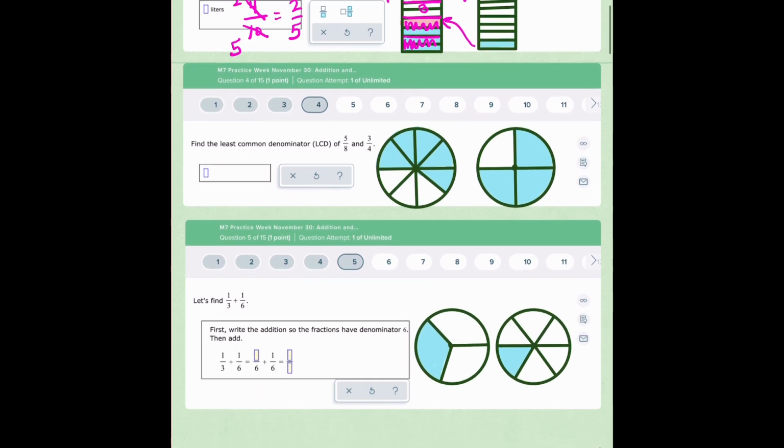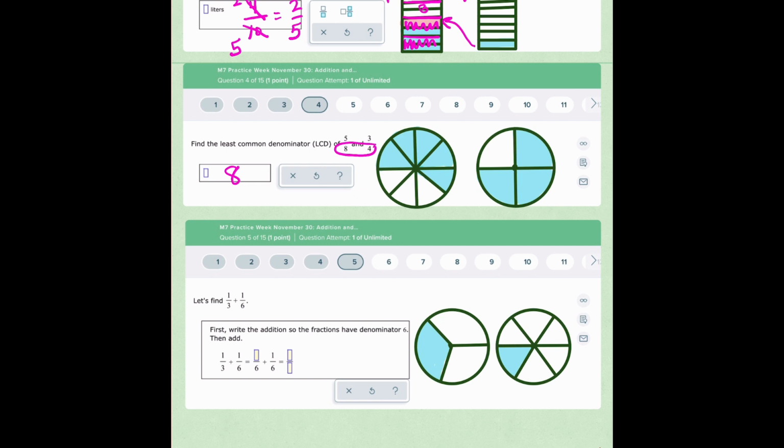All right, in number 4, it says find the least common denominator of 5/8 and 3/4. We didn't talk about that in the lessons today, but it's something that you have probably done before. So I want the least common denominator of 8 and 4. And if you see that one of the numbers can go into the other, then we're always going to pick that number. 4 goes into 8, so we'll just pick the 8.